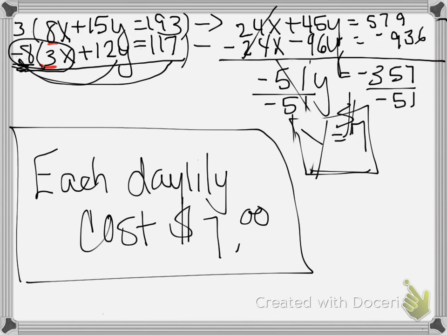Now we could substitute and find the number of hostas, and then we could check those answers, which we could very well do given time. But right now we have our answer. Each daylily is $7 each, so we are through.